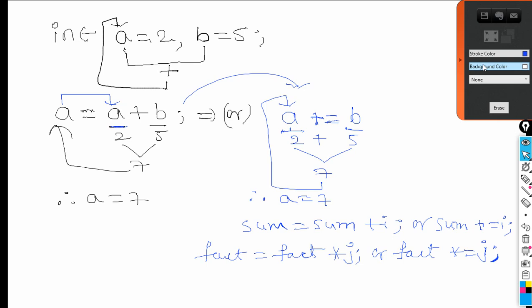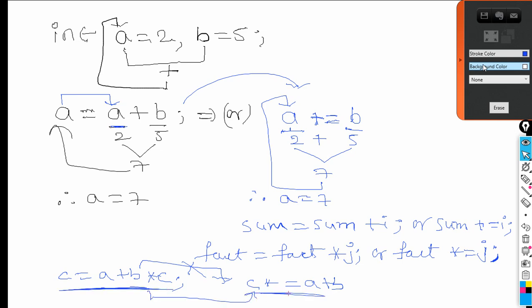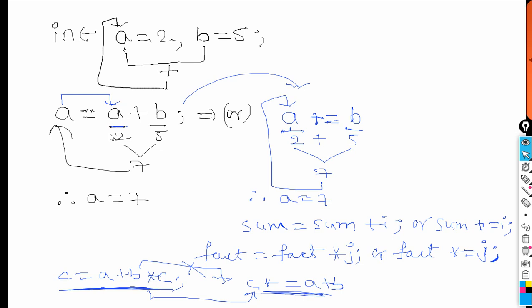Okay, fine. But don't write like C is equal to A plus B, multiplied by C. Don't convert this statement into C multiplied by is equal to A plus B. So don't write like this, please. Don't convert these big expressions using compound assignment operators. It is not recommended. In some cases you will get wrong answers. Only simple expressions you have to convert using compound assignment operators. Okay, fine.